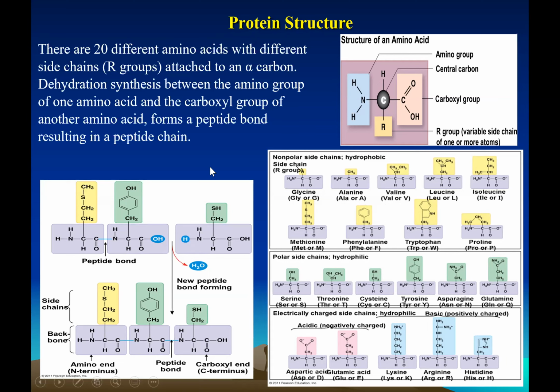By a dehydration reaction, two amino acids can come together, with the loss of a water molecule, to form a covalent bond. Here the covalent bond is called a peptide bond. The long chain of amino acids is called a polypeptide. If you take one long protein, it will have a carboxyl end and an amino end.